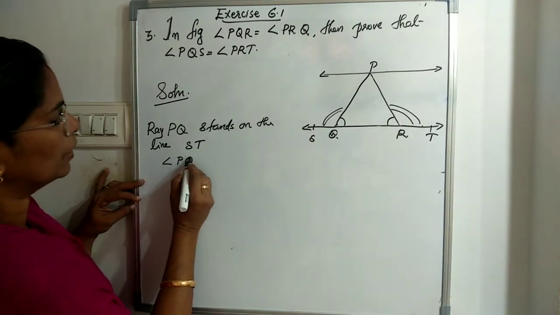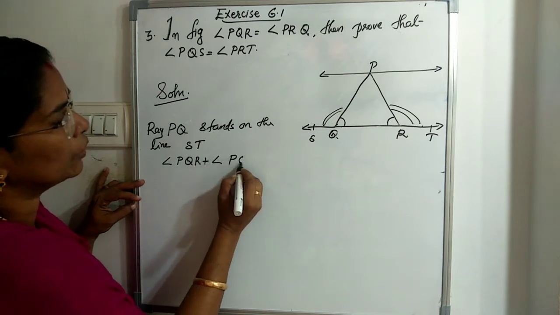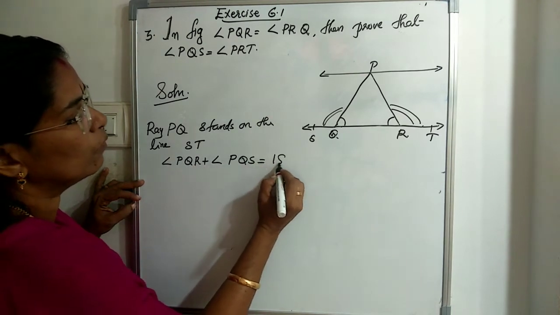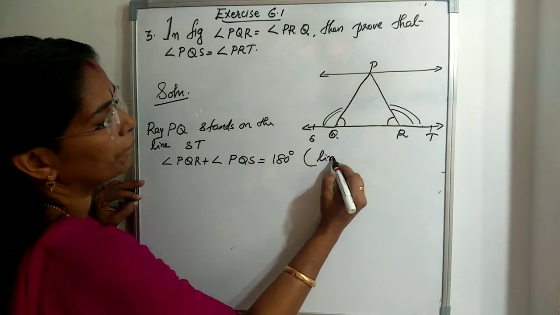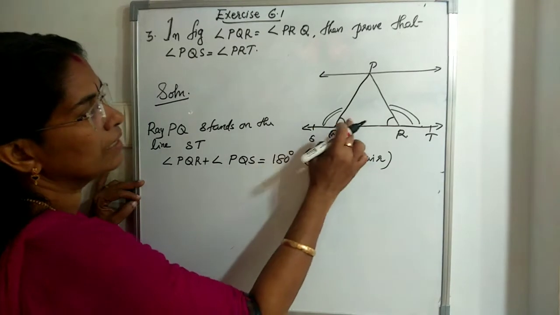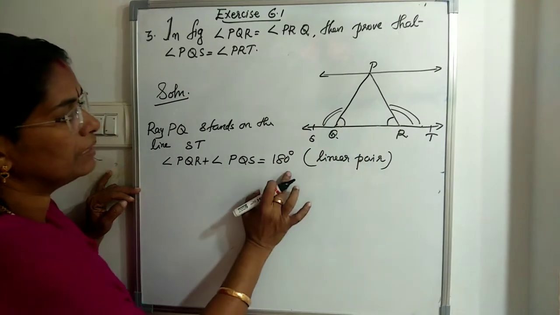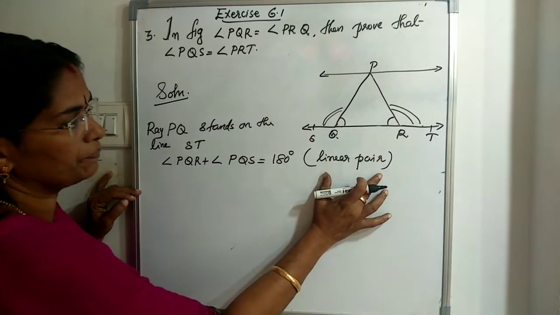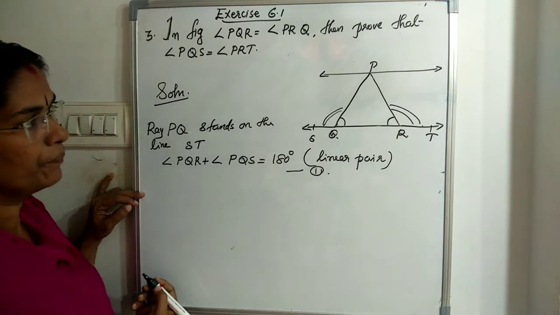Angle PQR plus angle PQS equals 180 degrees. That is a linear pair. Adjacent angles whose sum is 180 degrees, we say it is a linear pair. So we are writing this as equation 1.